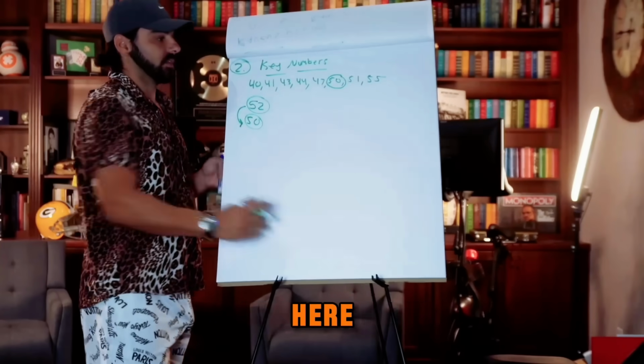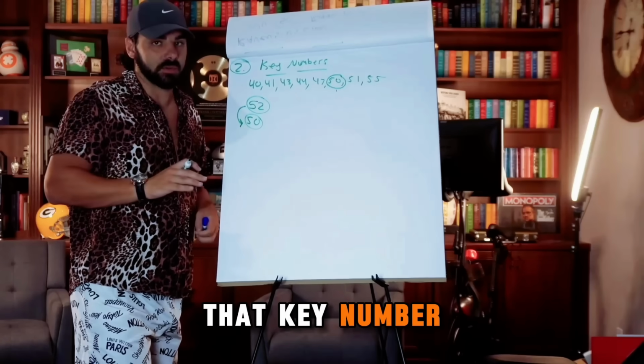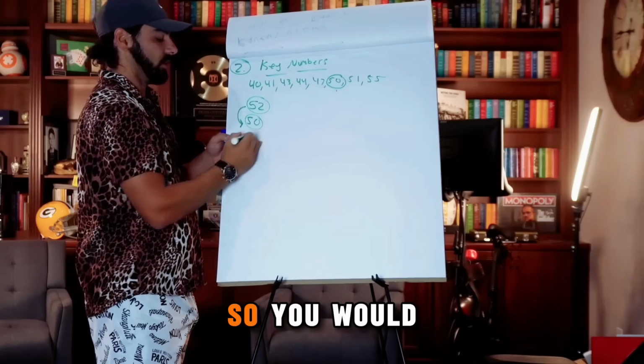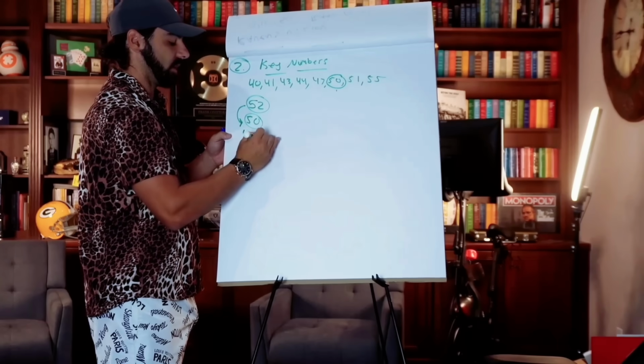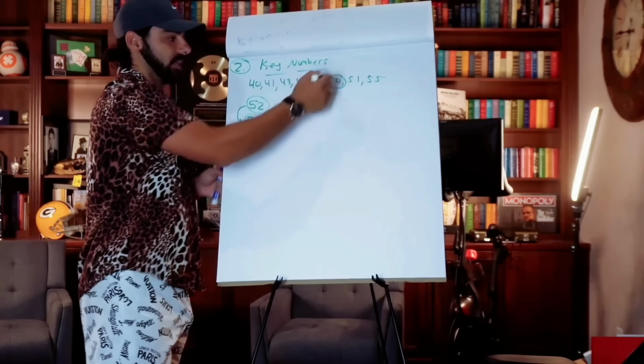We want to buy a couple points here, but now since that landed on a key number, we have to buy off of that key number. What that means is now you have to go at least a half a point under there. So you would take that actually to 49.5, thus falling under that number of 50 being a key number.